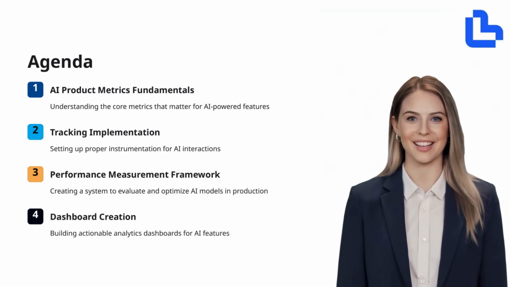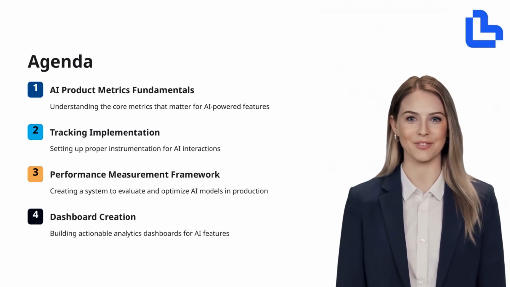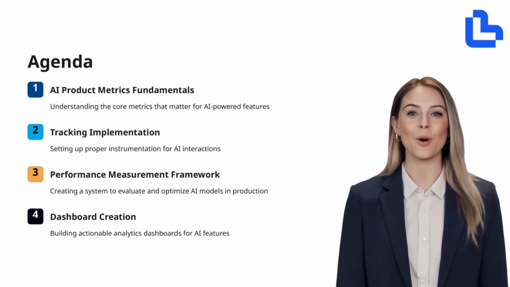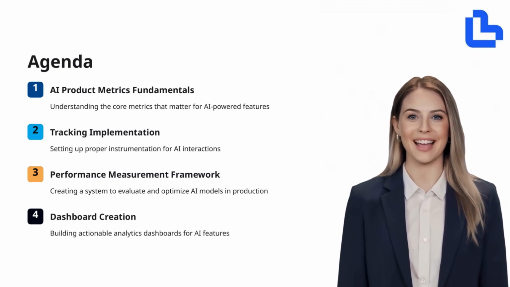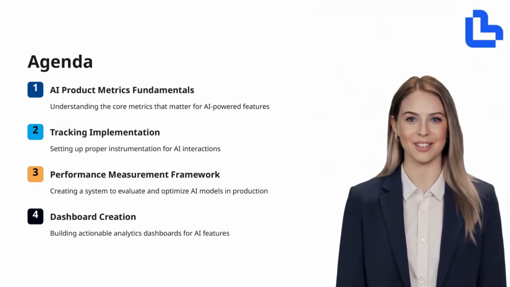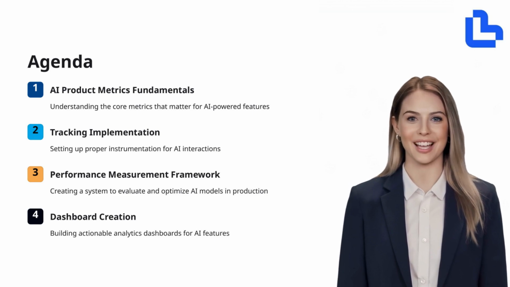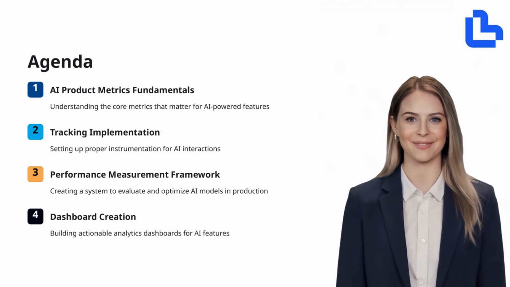In Chapter 3, we'll dive into the performance measurement framework. This is where we'll explore how to evaluate and optimize AI models in production. We'll cover A/B testing, human feedback loops, and how to turn raw data into actionable insights.